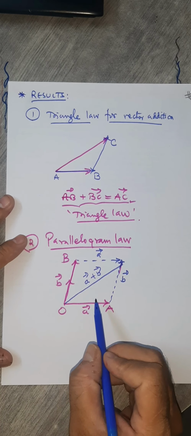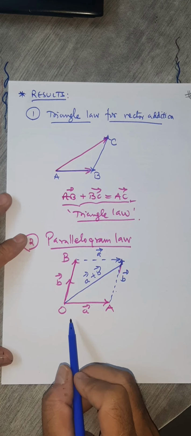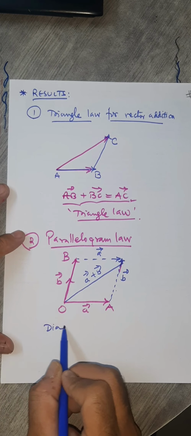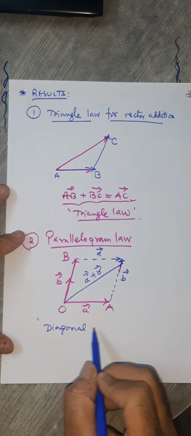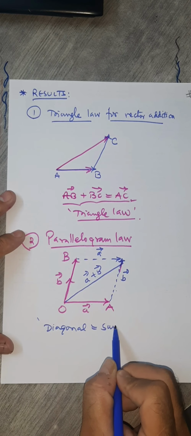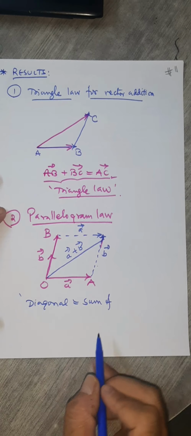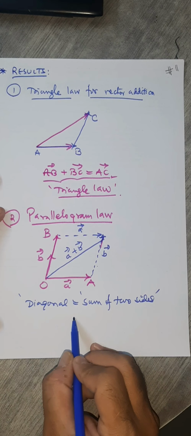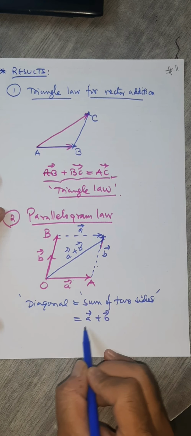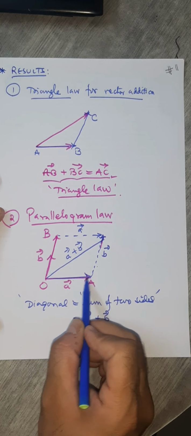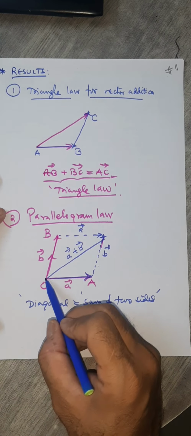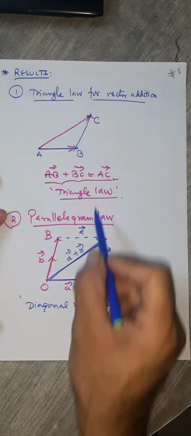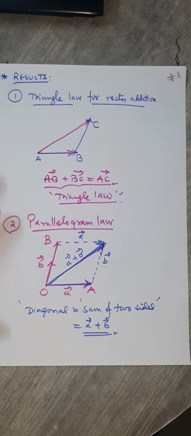Right? So the sum of the two adjacent sides in a parallelogram is always represented by what? The diagonal. So here the diagonal in a parallelogram is equal to the sum of what? Two sides. Sum of two sides, remember. That is, diagonal equals vector A plus vector B. This is always true. If this is one side and there is another side, then the diagonal of this parallelogram would be the sum of the two sides, and this just comes from the triangle law, remember.